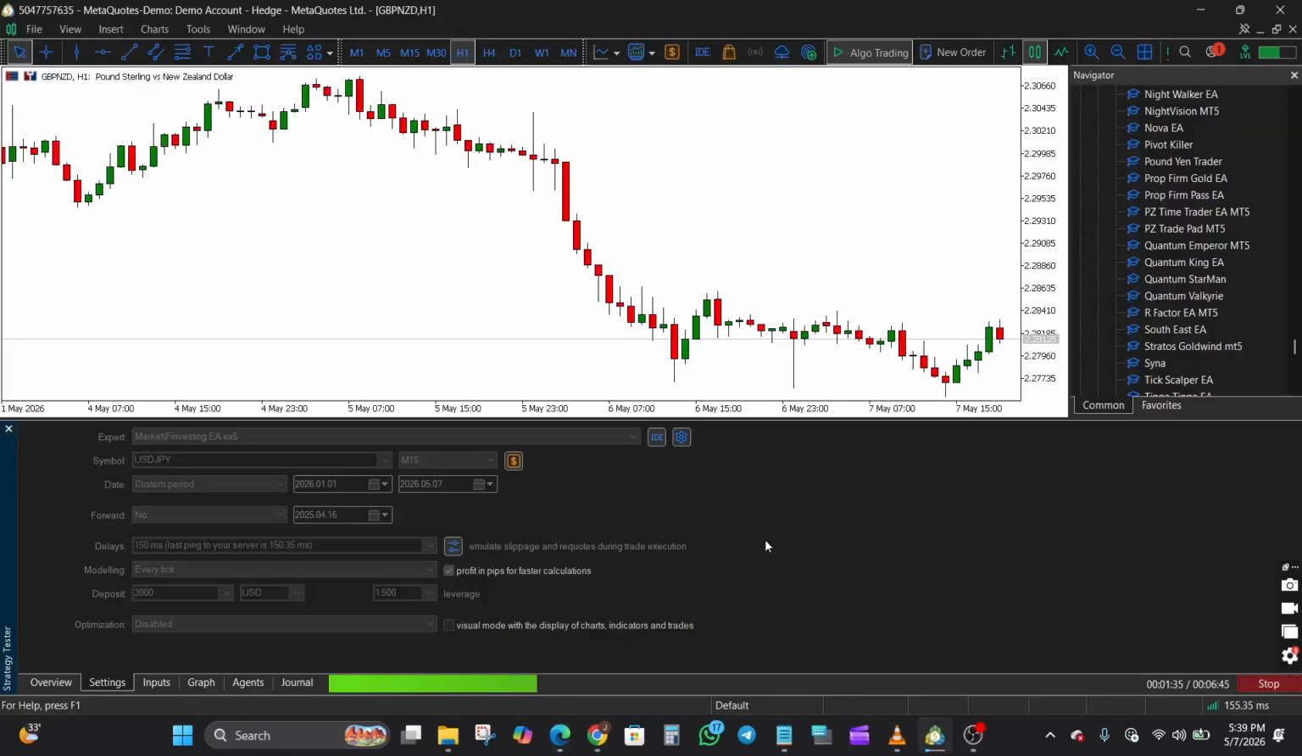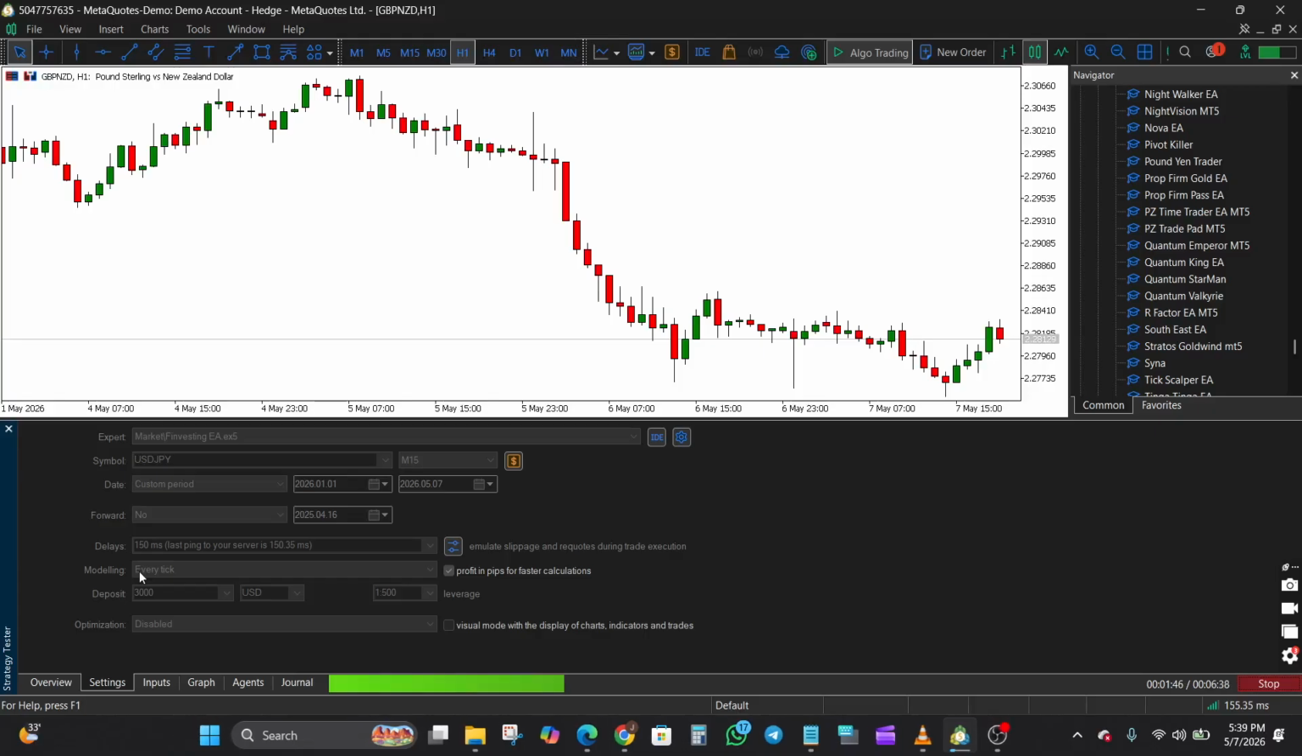For the backtesting, I would actually recommend that you use the every tick modeling whenever possible, because it gives more accurate historical simulation. In case you are confused about which settings to use when you are backtesting any EA yourself, that is why I have to make mention of that.